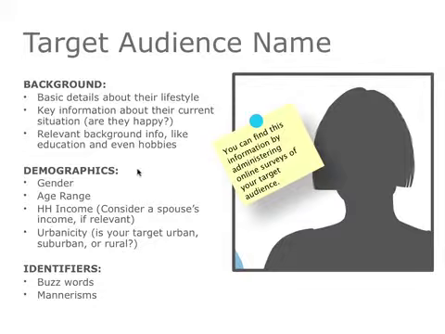Okay? Next up, we have demographics. This gets into sort of the basics of the types of people that they are. You know, what's their gender? What's their age range? What's their household income? And considering also a spouse's income if it's relevant. Okay, are they going to be working together or is this a one-person show? Also their urbanicity. Is your target urban, suburban, or rural? You can see, guys, we're getting very, very specific here, and that's good. That's a good thing.